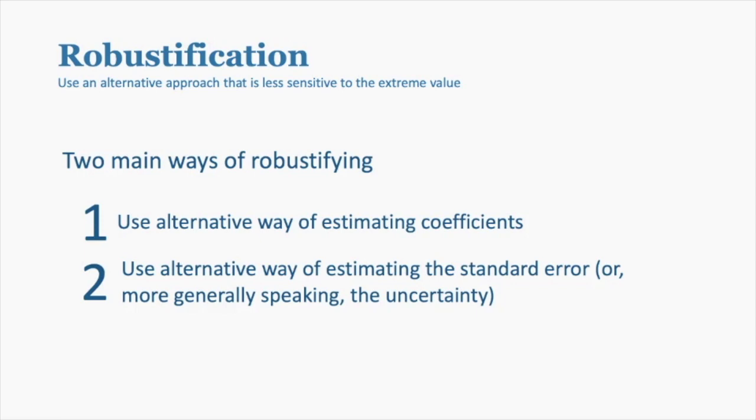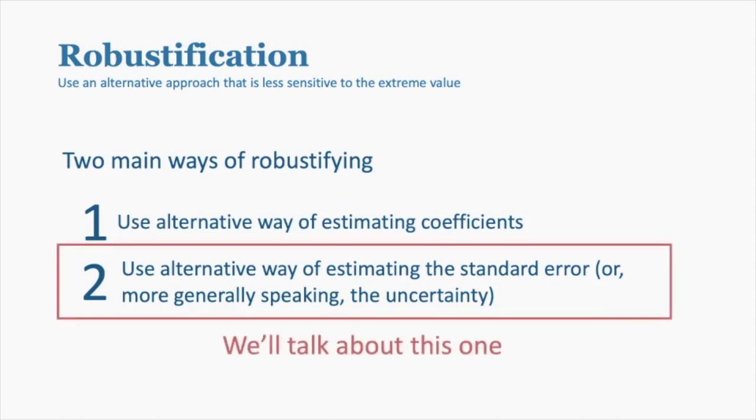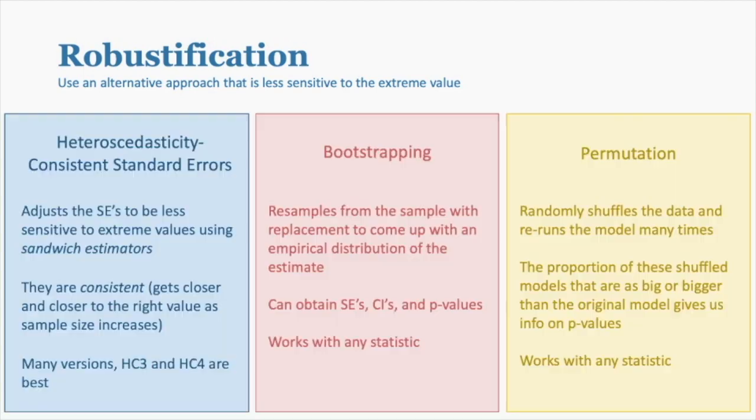If we have time, I'm going to try to have an example of one of those in the in-class example, but there's no guarantee on that. The other one I wanted to show is you can use an alternative way of estimating the standard error, or more generally speaking, the uncertainty. And this is the one we'll talk about a little bit more right now.